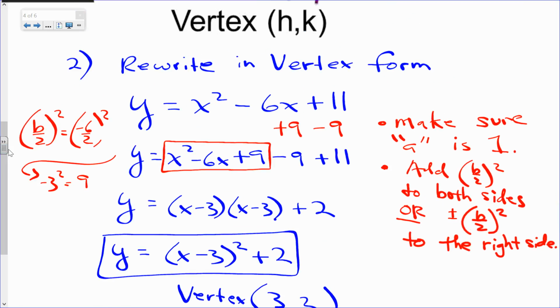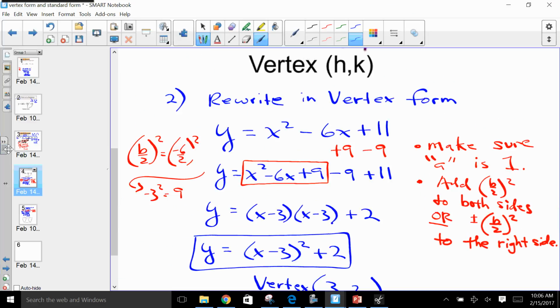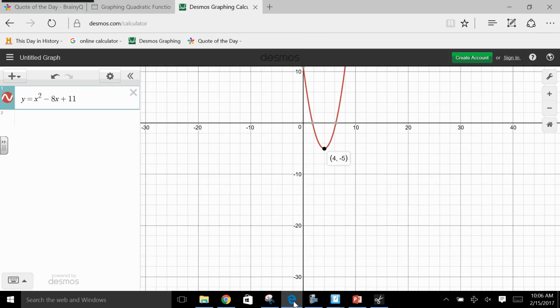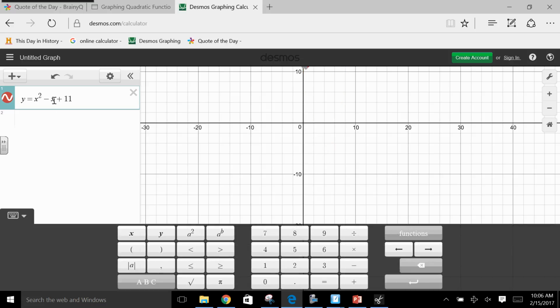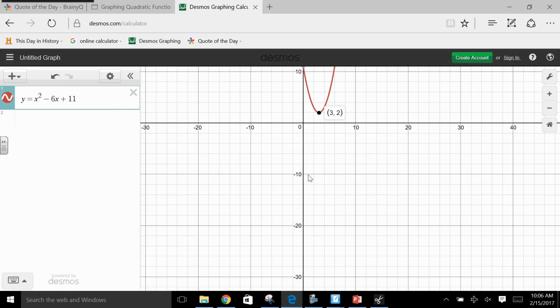Let me verify real quick, but it is (3, 2). Let me type in x squared minus 6x plus 11 on Desmos. So there it is. Look at (3, 2). There's the vertex, (3, 2).